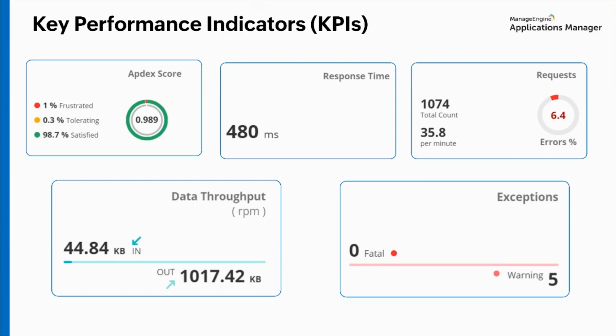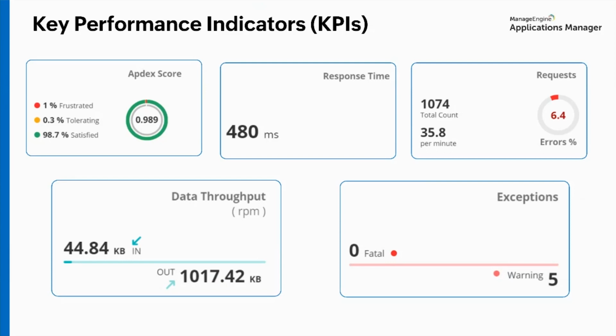The third one is request. The count of the total number of requests made to the application within a specific time frame, and this will help to decide the overall workload and usage of the application. The fourth one is data throughput. This indicates the amount of data in bytes transferred or processed in and out in the network requests by the application during the monitoring period. So this helps us in understanding the application's data handling capabilities.